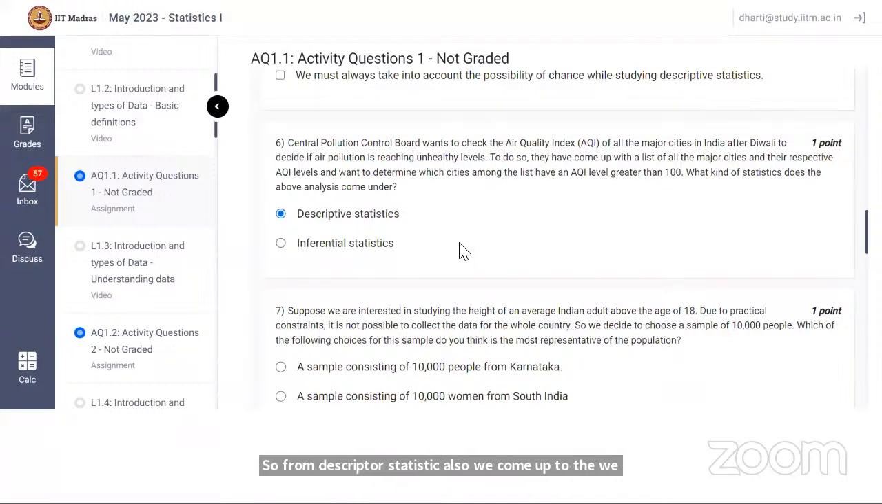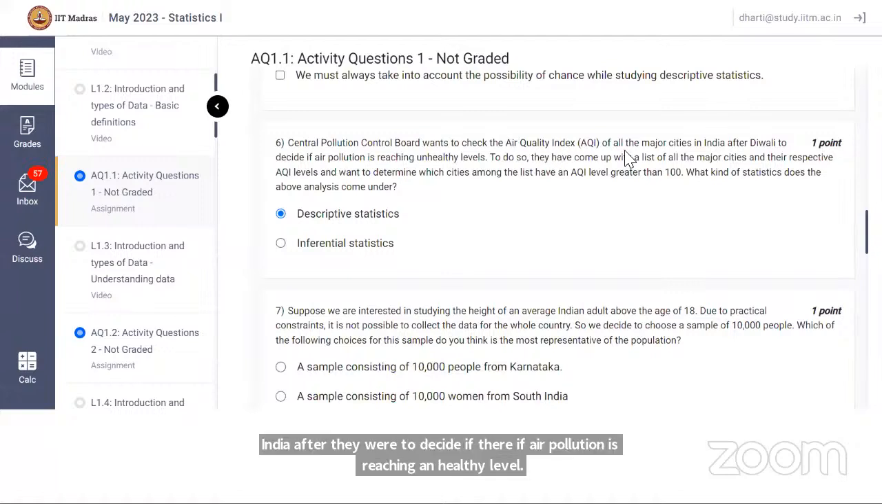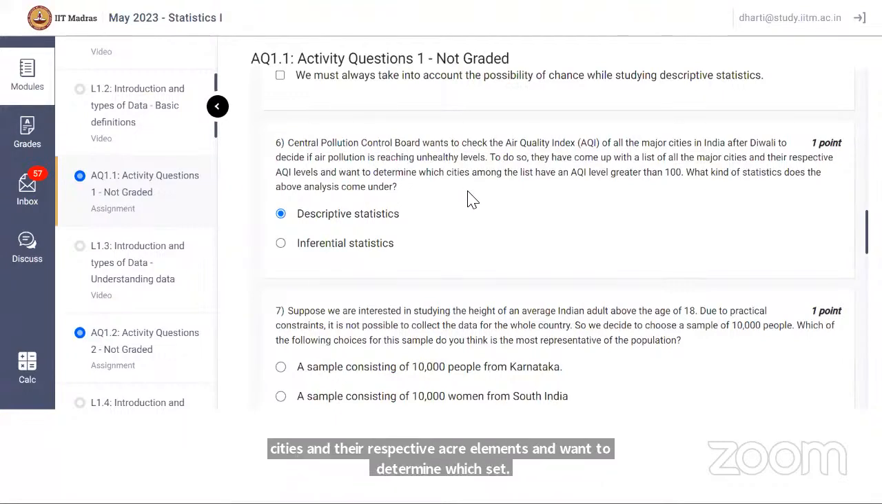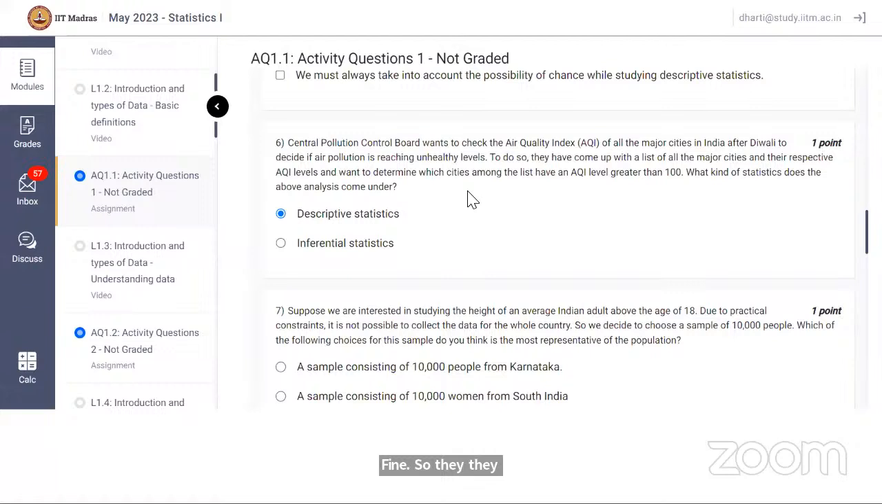See, let me read the question. AQI of the major cities in India after Diwali to decide if air pollution is reaching an unhealthy level. To do so, they have come up with the list of major cities and their respective AQI levels and want to determine which city. Fine. So they just collected the city names and observed which city's AQI level is greater than 100, and they made a conclusion.